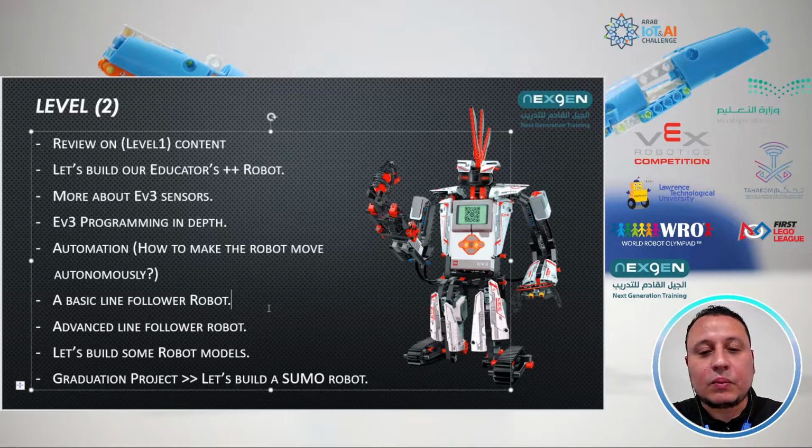So we're gonna start to build this mindset, this type of thinking in students' brains before they can apply it in real life with the EV3 robot. So this is called advanced line follower robot. We mainly use ICOL challenge map or something like that. Let's build some robot models.